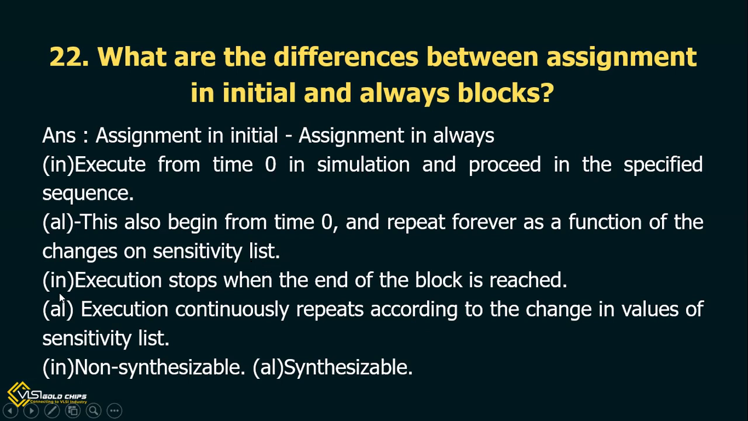In case of initial, execution stops when the end of the block is reached, whereas in case of always, execution continuously repeats according to the change in the values of the sensitivity list. Initial is non-synthesizable, whereas always is synthesizable. So these are some of the differences between initial and always.